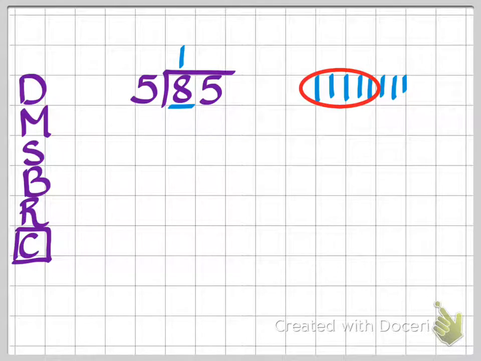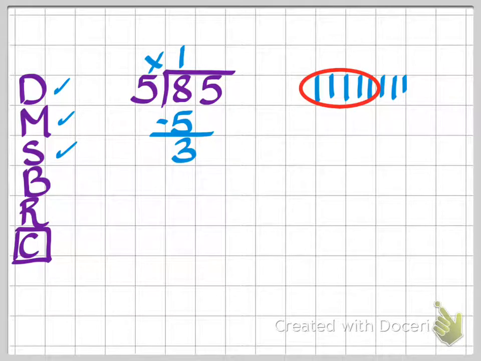So we divided, now we need to multiply, and we're actually going to multiply 1 times 5, and that of course gets us 5. And then the next step is subtract. We have to say 8 take away 5, and that gets us 3. Now the B stands for, good job, bring it down. And we're bringing down the 5 now.